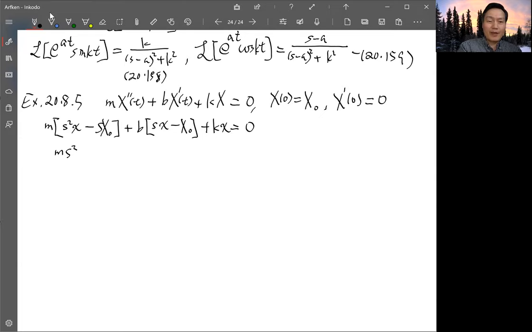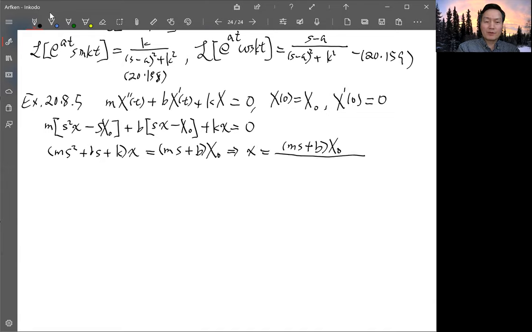So (m s squared plus b s plus k) times X now equals to, so move this initial condition to the other side, (m s plus b) times x zero. Okay, so this implies X is simply (m s plus b) x zero divided by (m s squared plus b s plus k).